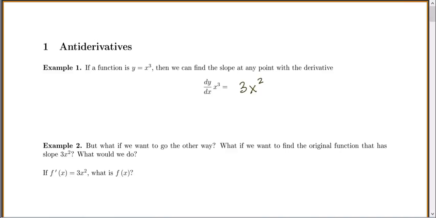If we know that the derivative of a function is 3x squared, then what would f of x be? What was the original function that gave us a derivative of 3x squared? Well, in this case we could say that it must have been x cubed, because in our last example we said if we start with x cubed and we take the derivative, we get 3x squared. So if we want to go in the opposite direction, if we want to take the antiderivative, if the derivative is 3x squared, the antiderivative or the original function would be x cubed.